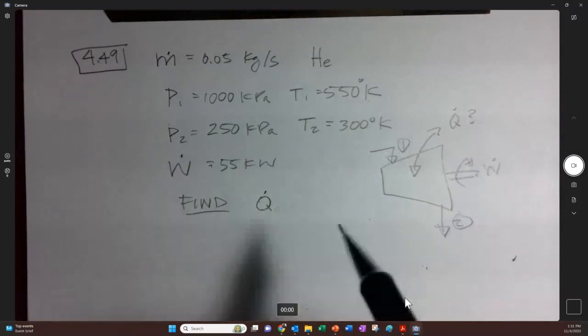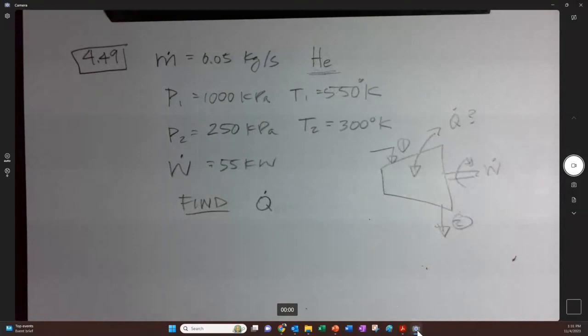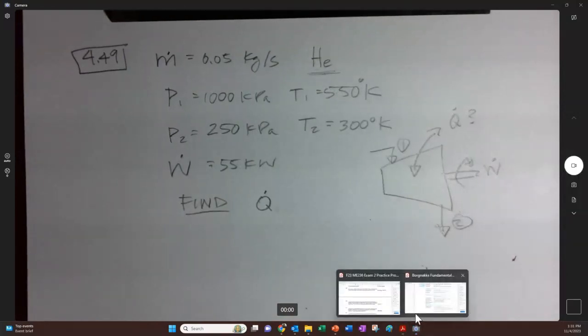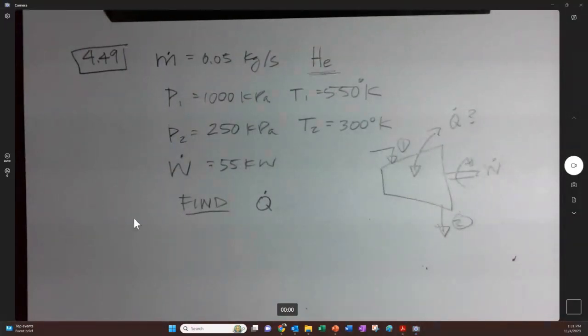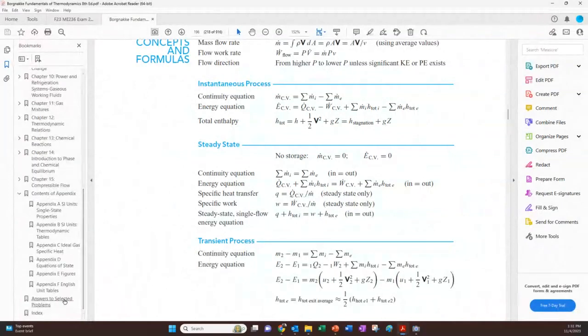So let's look up and double check helium's properties. What has been provided? Because it's possible that there is such a thing as a helium table. I don't know. I've never seen one. I don't mess with helium a lot.